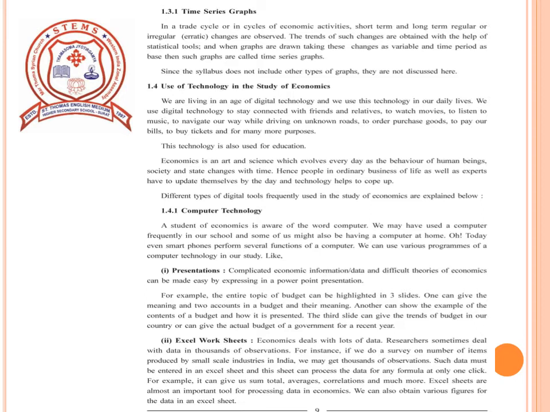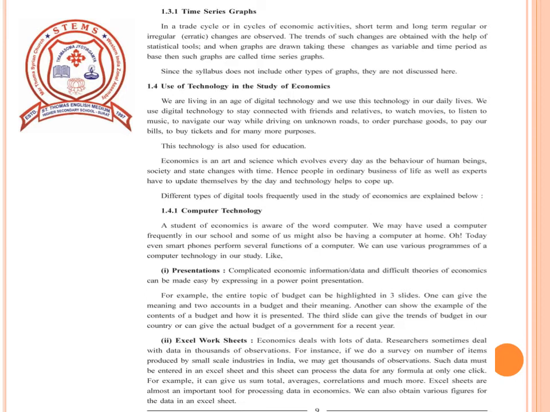Now, the trends of such changes are obtained with the help of statistical tools. And when graphs are drawn taking these changes as the variable and the time period as the base, then such graphs are called time series graphs. In a time series graph, the trends are studied in a detailed manner by taking the changes as the variable and the time period as the base. In that case, you get the time series graph.